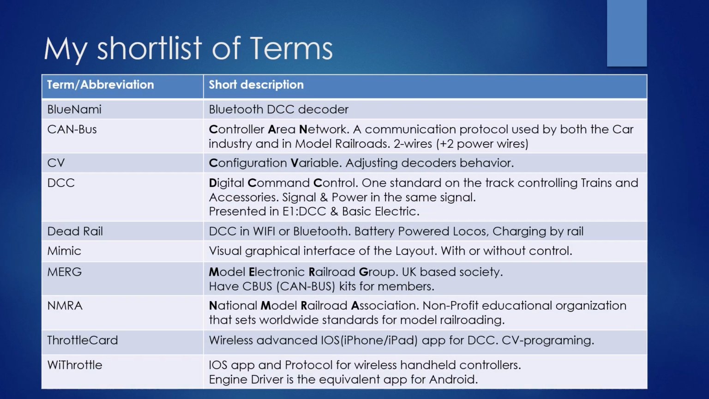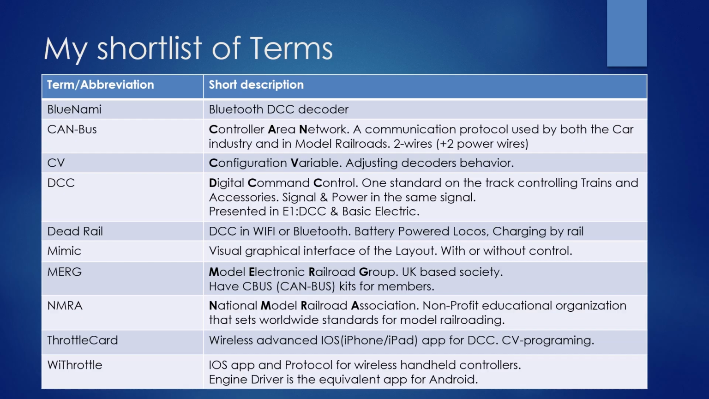Here is my overview over terms and abbreviations that was used in different YouTube videos I've been watching. Some was in some way explained, but many times it was just words. The most surprising term, dead rail, meaning that DCC communication is wireless by Wi-Fi or Bluetooth, and the power comes from batteries, sometimes charged from the track.